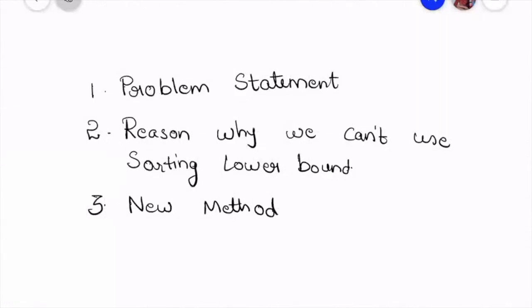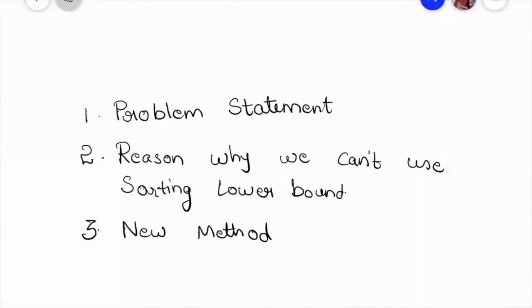In this video, I'm going to explain a lower bound for the problem called element distinctness. The whole video will be in three parts. In the first part, we will see the problem statement. Next, we will see why we can't use the sorting lower bound for this problem. And finally, we'll come up with a new approach to prove the lower bound for the element distinctness problem.